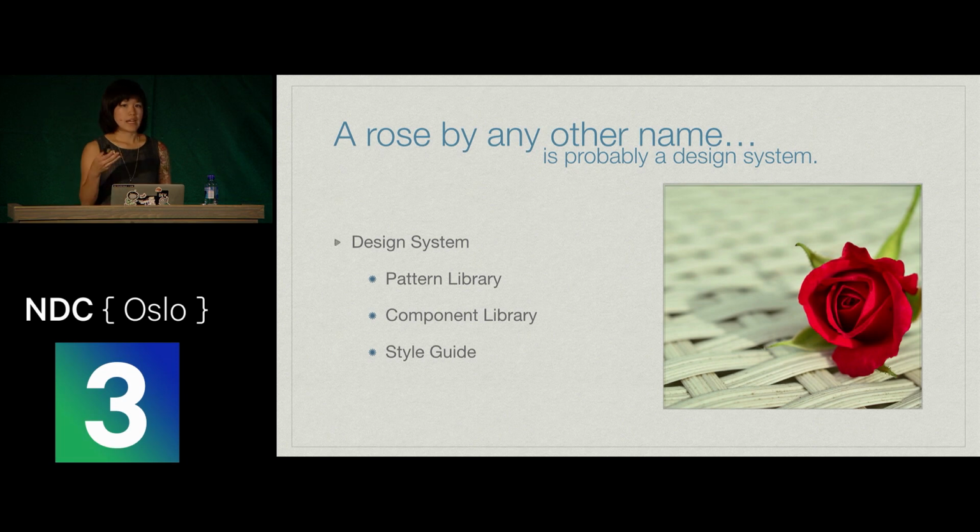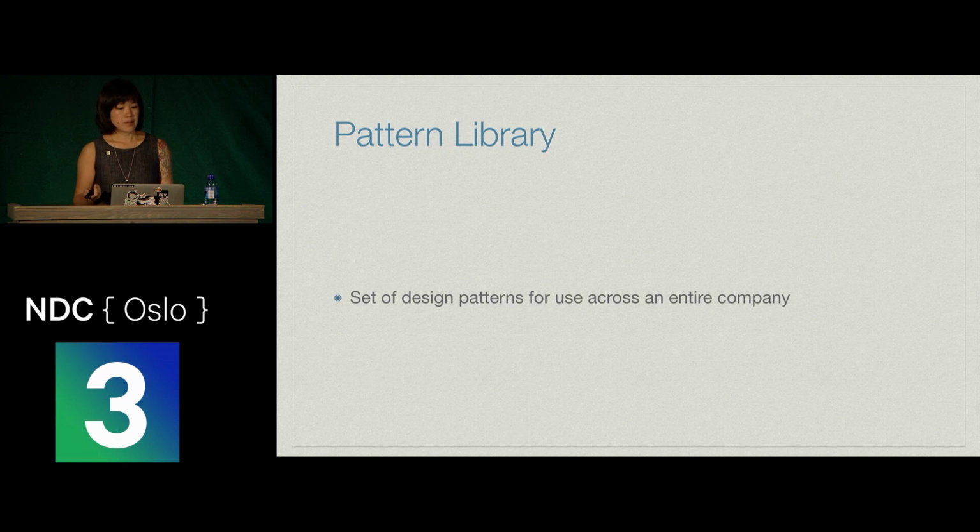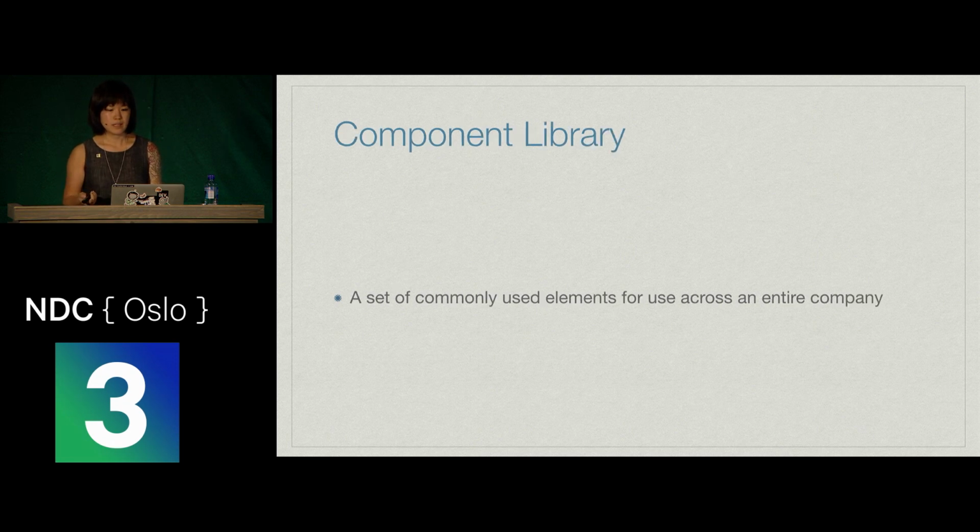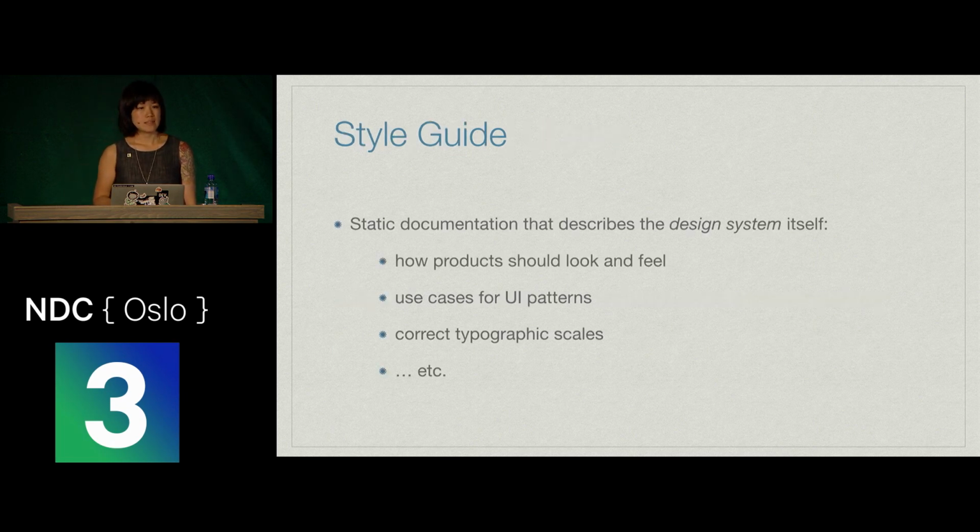So these three things are actually pieces of a design system. A pattern library is a set of design patterns for use across an entire company, so different UI patterns in general. A component library is a set of commonly used elements for use across an entire company. And a style guide is static documentation that describes the design system itself. So how products should look and feel, use cases for those different UI patterns, which we talked about earlier, correct typographic scales, colors, things like that.